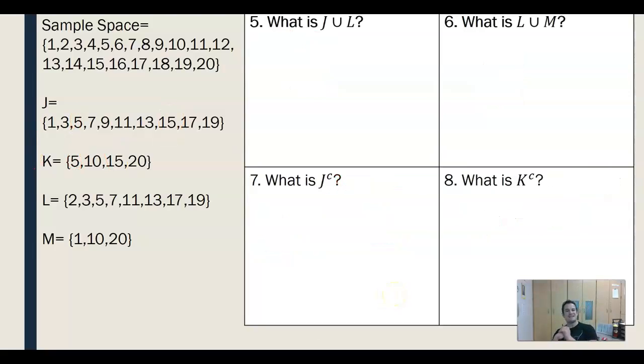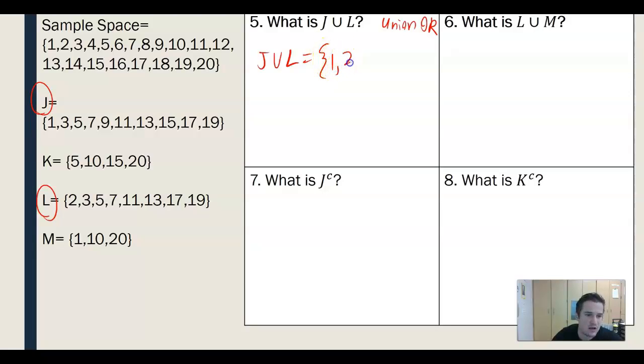Okay, next, and again, all these questions here are on your guided notes. Here, what is J union L? That's what this little U means, J union L. So we're looking for all the elements that are in either set J or set L. So J union L equals what? So here's set J, here's set L. So I'm just going to go ahead and start listing all the numbers in order.